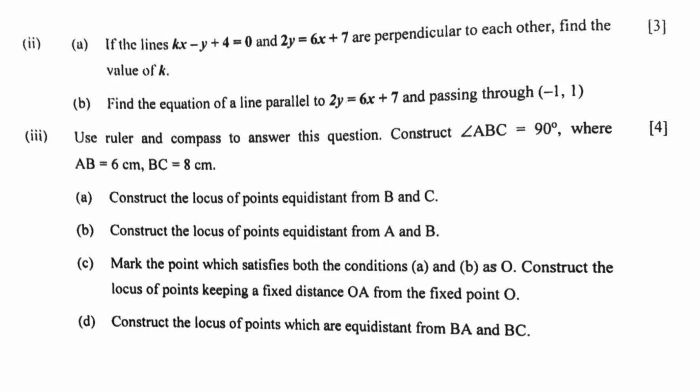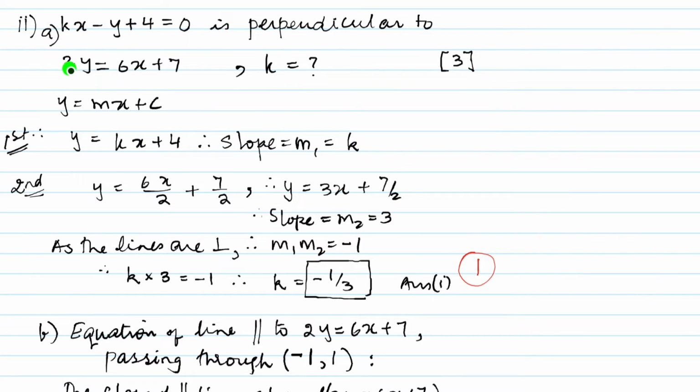Let us see how we present our work. This is perpendicular to this. I've written the two equations and k equal to question mark. So you have to convert this into y is equal to mx plus c. So the first equation becomes, y goes that side, so we write y is equal to kx plus 4. So the slope m1 will be k. What is k? It is the coefficient of x. Now the coefficient of x is the slope. So slope m1 is equal to k.